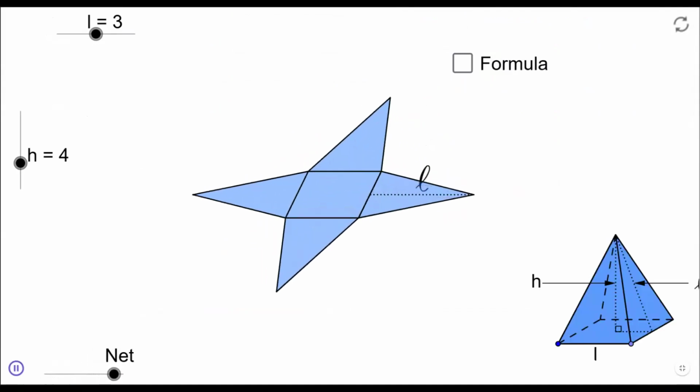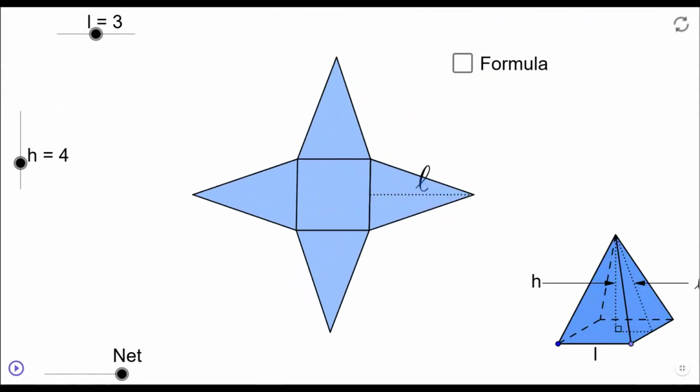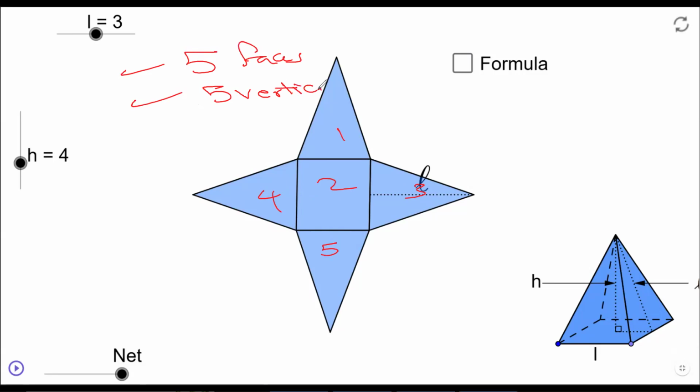How many faces and how many vertices? You can find that a square-based pyramid has five faces, or five surfaces. One, two, three, four, five. Five faces. And don't forget that the number of faces is the same as the number of vertices for pyramids. Five vertices or corners. Count with me. One, two, three, four, five.